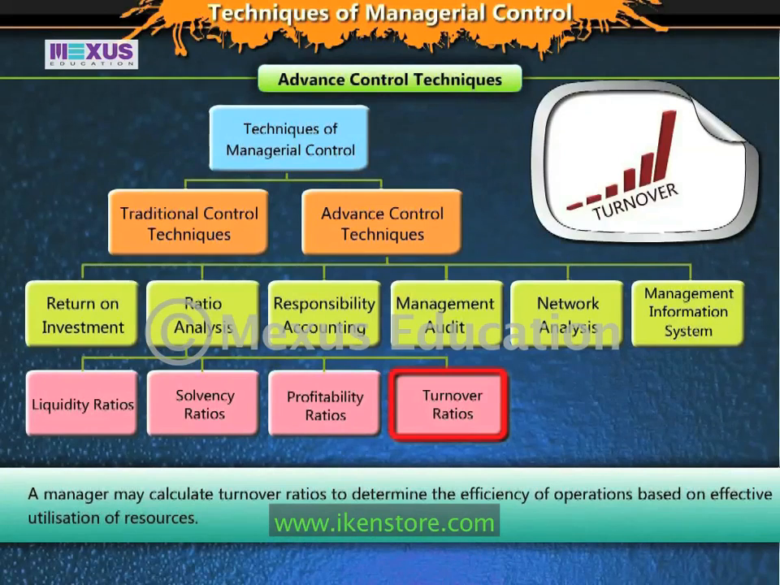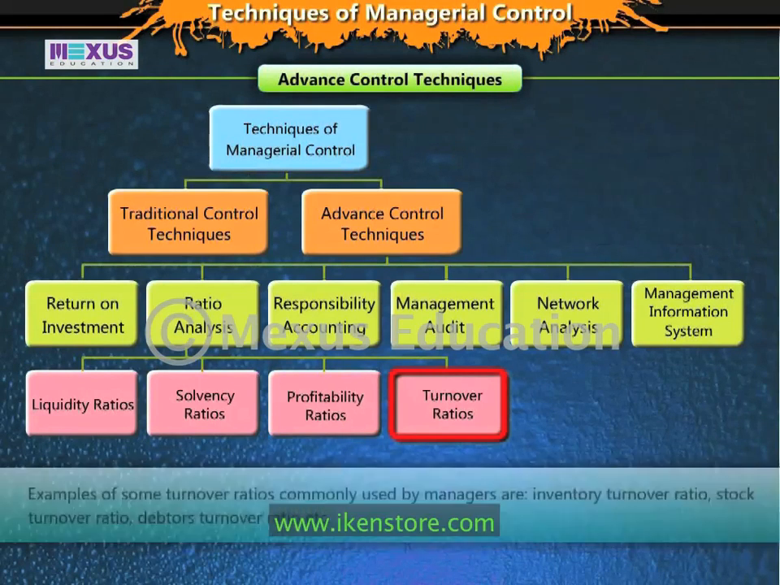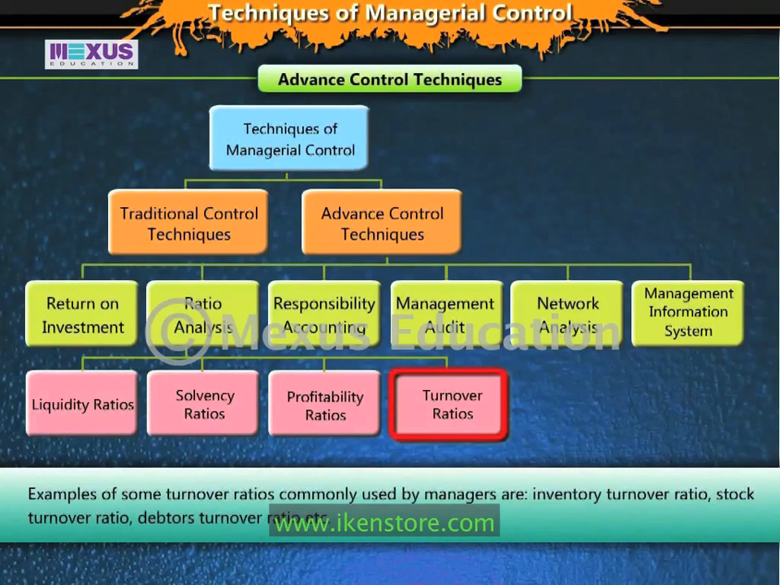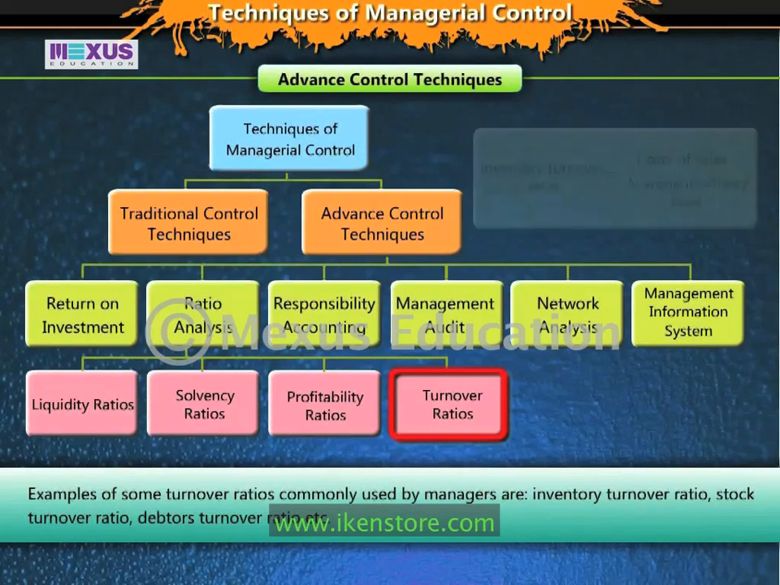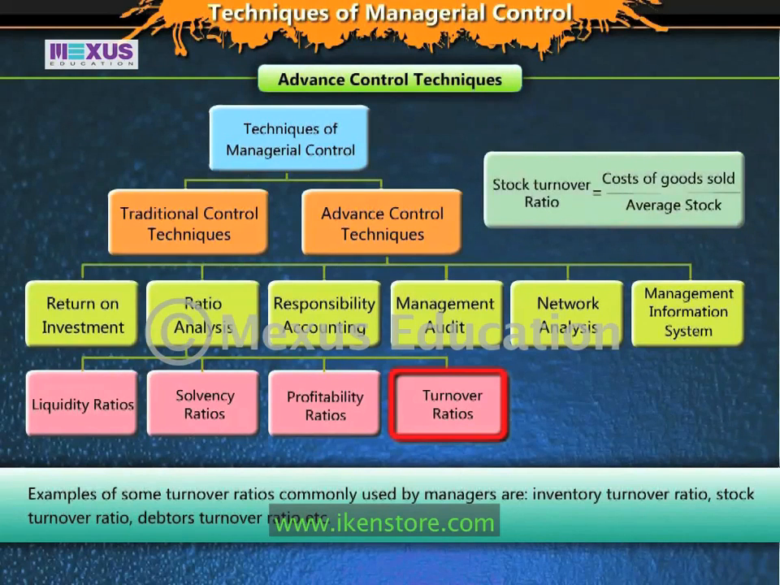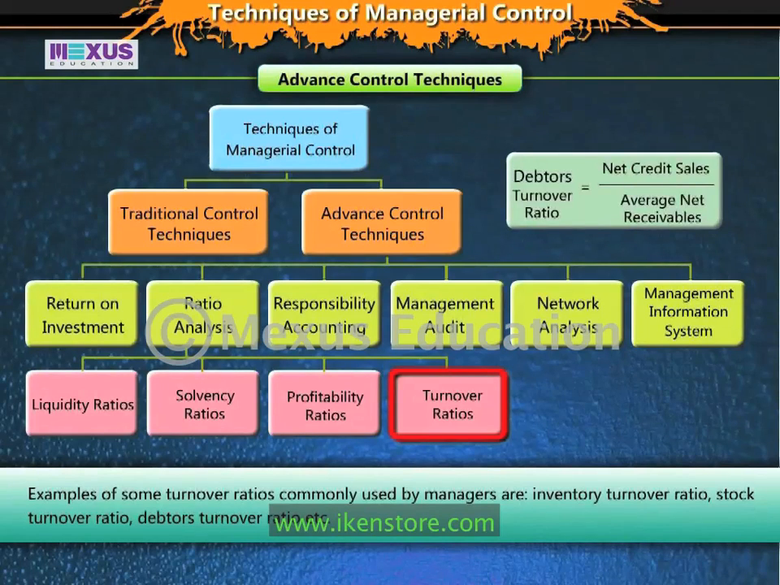A manager may calculate turnover ratios to determine the efficiency of operations based on effective utilization of resources. Higher turnover means better utilization of resources. Examples of some turnover ratios commonly used by managers are inventory turnover ratio, stock turnover ratio, debtors turnover ratio, etc.